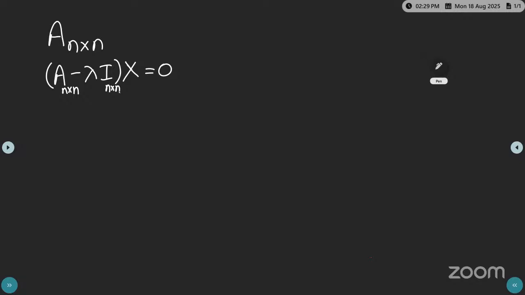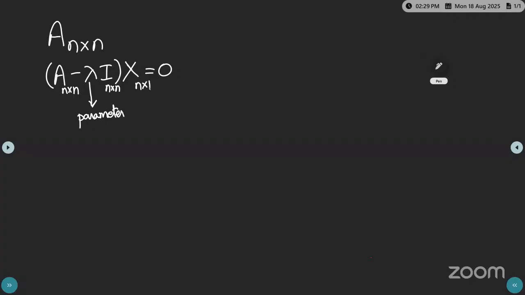What is lambda? Lambda is a parameter. You cannot say that it is an eigenvalue. It's a variable constant. It takes different values. Parameter means a constant which takes many or different values. What is x? X is also a matrix of order n by 1.